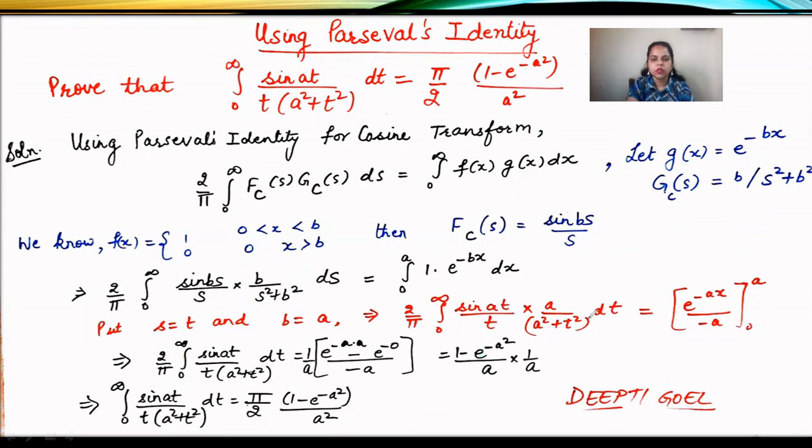So we have solved our question using the Parseval's identity. Basically this just involves your judgment power, that is, which function you should choose so that it matches the result that is asked in the question.